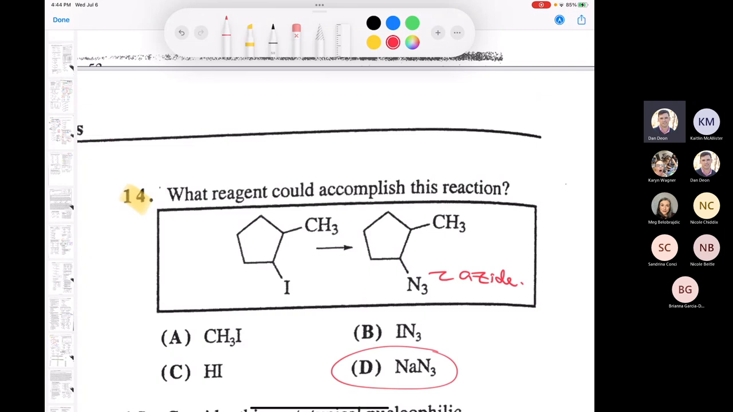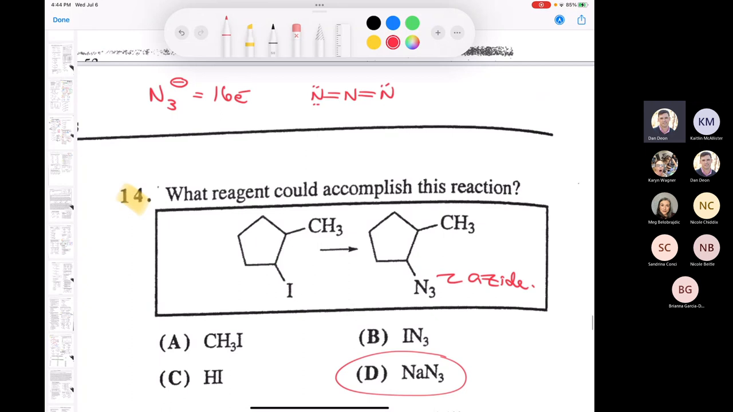So the Lewis structure of azide, if you think about N3-, it's got a total of 16 valence electrons, right? 5 for each nitrogen plus 1 for the negative charge. So the azide ion looks like this. 1, 2, 3, 4, 5, 6, 7, 8, 9, 10, 11, 12, 13, 14, 15, 16 valence electrons. You've got 2 negative charges, 1 on each end, and you've got a positive charge like this.